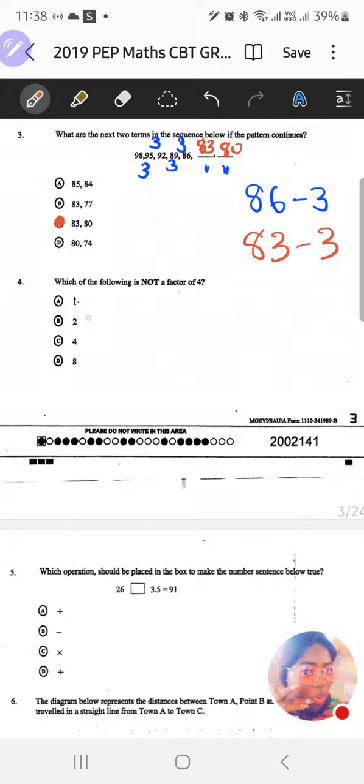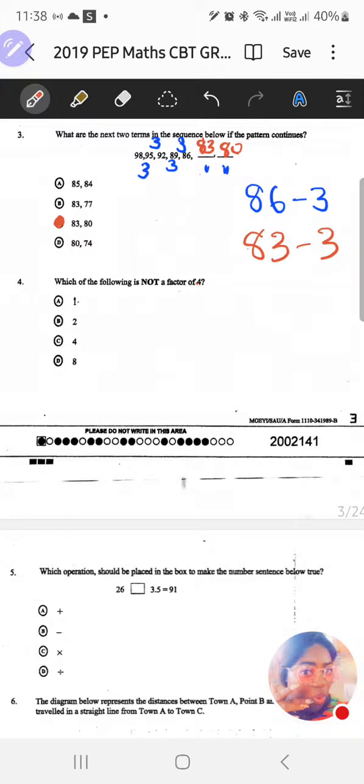Let's look at B. Can we multiply 2 and a number to get 4? Yes. What number would that be? 2 times 2 also gives us 4. So of course 2 is a factor of 4. C. Can you multiply 4 and a number to get the product of 4? We already know this because we did 1 times 4 already. So 4 times 1 would give us 4. Therefore, 4 is also a factor. Let's see D, number 8.